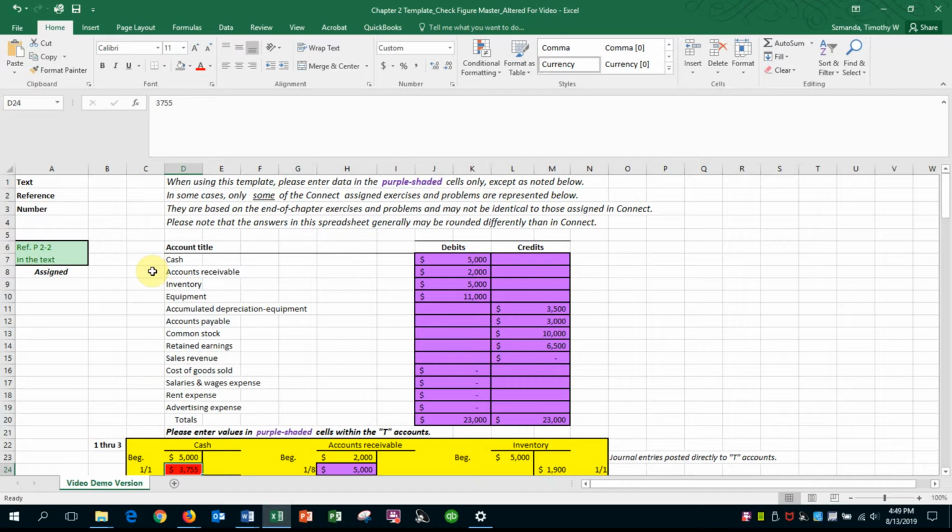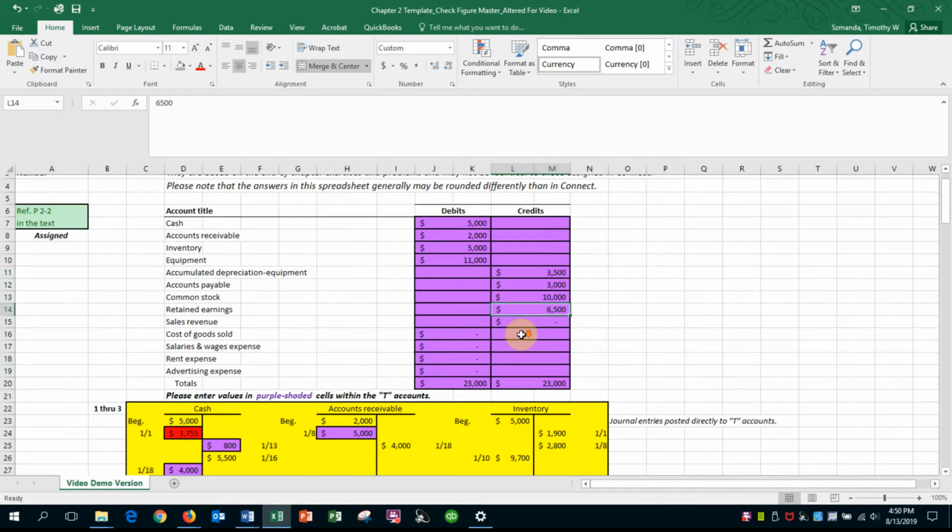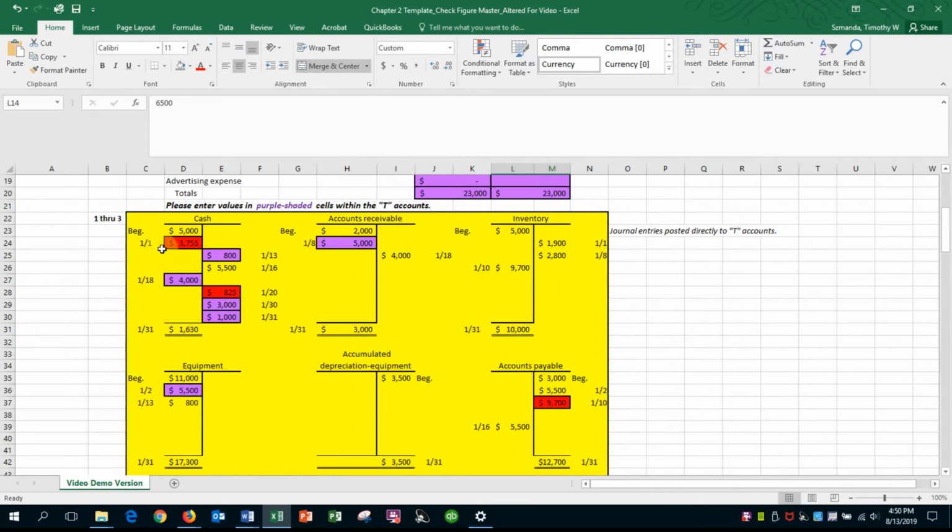So let's look at the first problem. Number 2, which is found at the end of chapter 2 in this case. We're given some accounts with the balances for debits and credits. So I enter that information directly in the purple cells. And then I do have some data entry cells in the T accounts below.